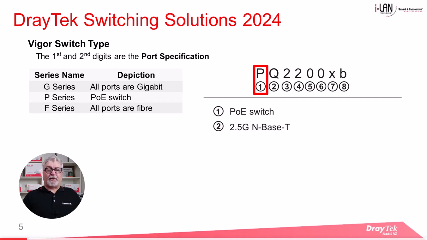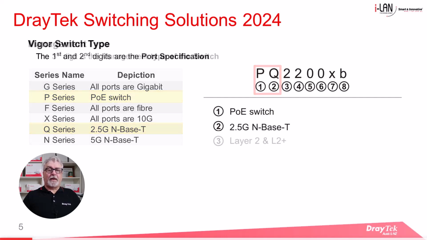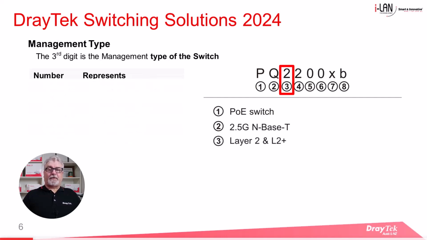F means all ports are fiber. X means all ports are 10 gigabit. A Q in the second position means 2.5 gigabit N-base T is featured, and N means 5 gigabit N-base T is featured. So already we can see our PQ2200XB switch here is a PoE switch featuring at least one 2.5 gigabit N-base T port. The third digit is the management type of the switch.